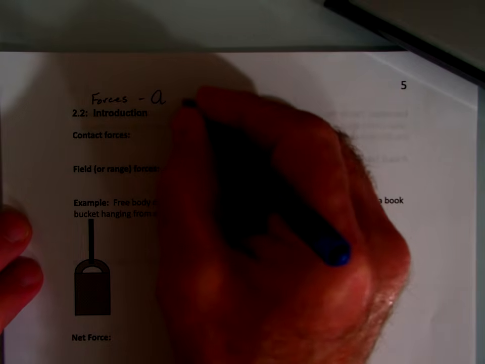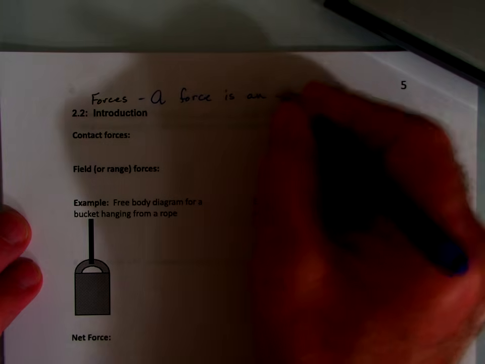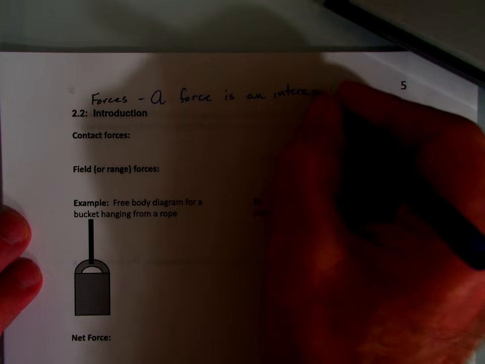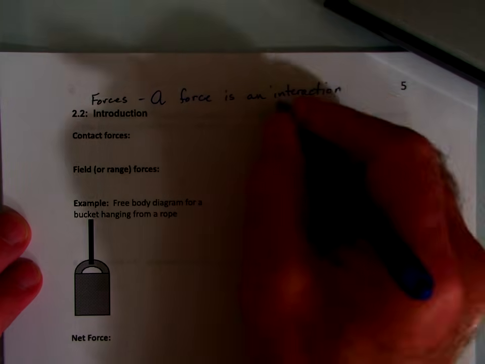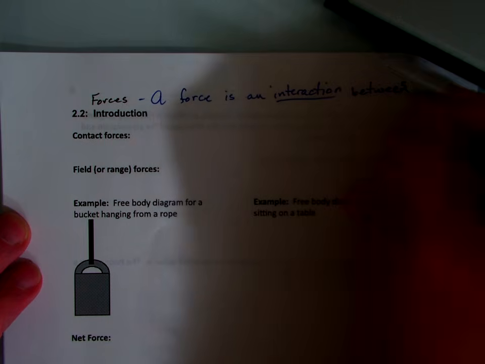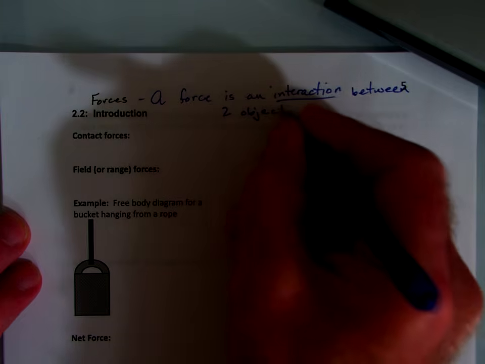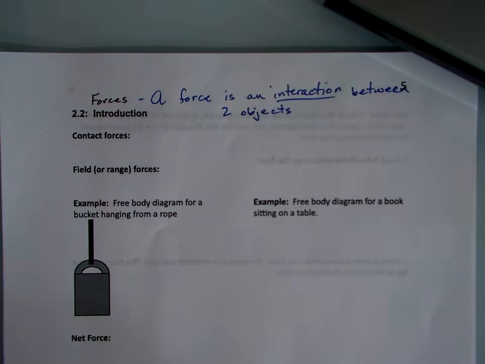But I want you guys in AP Physics to be more familiar with forces. And by definition, a force is an interaction between two objects. So a force is an interaction between two objects. So if you have only one object, then you cannot have any forces acting on that object because forces are interactions between two objects.